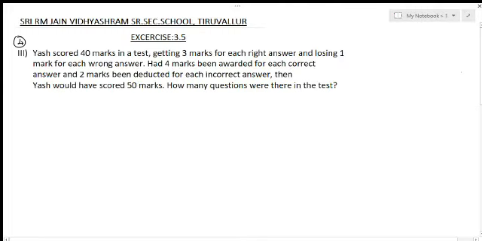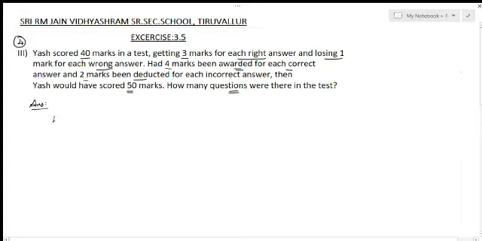Fourth Roman third sum. Yash scored 40 marks in a test, getting 3 marks for each right answer and losing 1 mark for each wrong answer. Had 4 marks been awarded for each correct answer and 2 marks been deducted for each incorrect answer, then Yash would have scored 50 marks. How many questions were there in the test? So they have given us two conditions and we have to find the total number of questions in the test.